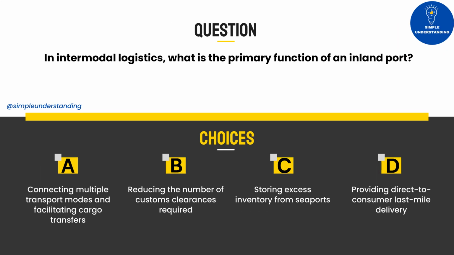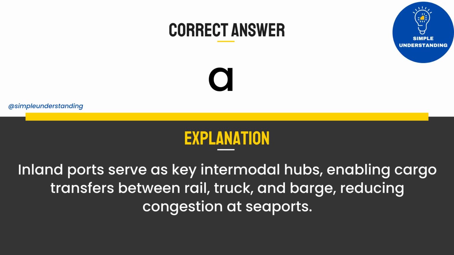10. In intermodal logistics, what is the primary function of an inland port? A. Connecting multiple transport modes and facilitating cargo transfers. B. Reducing the number of customs clearances required. C. Storing excess inventory from seaports. D. Providing direct-to-consumer. Correct answer, A. Explanation. Inland ports serve as key intermodal hubs, enabling cargo transfers between rail, truck, and barge, reducing congestion at seaports.